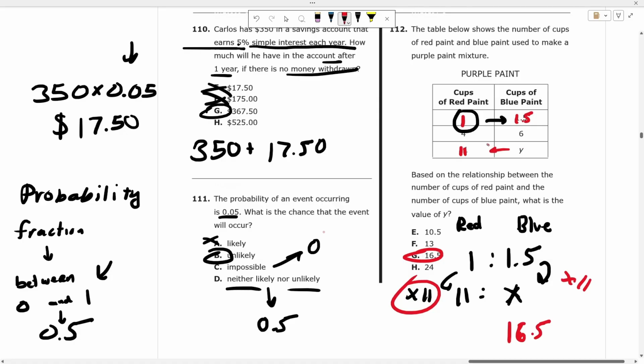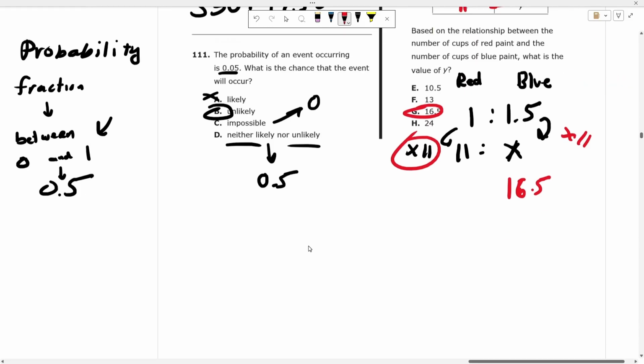So 11 is just going to be whatever number is here times 1.5. Notice how 4 times 1.5 is equal to 6. So this tells you the ratio that you're going to be working with here: 1 cup of red paint to 1.5 cups of blue paint. That's always going to be true here. So 11 cups of red paint, you multiply that by 1.5 to get y.